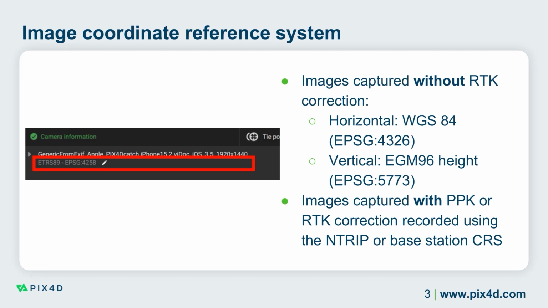If you capture images with PIX4D Catch connected to a compatible RTK device or are flying an RTK-equipped drone, the images will be captured using the N-Trip input coordinate reference system. The image coordinate reference system is always a geographic CRS. When the necessary values are not included in the image's metadata, or you are working with a PPK workflow, you can upload a CSV or TXT file containing the image geolocation information. To learn more about how to do so, please consult the PIX4D Technical Support Knowledge Base.